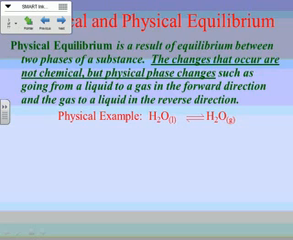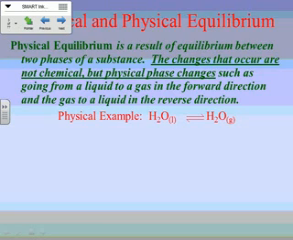Another example of that would be water. So liquid water changing into water vapor, and then the water vapor going back to liquid water. If it's in equilibrium, then this is happening at the same rate, which means there's no overall change.